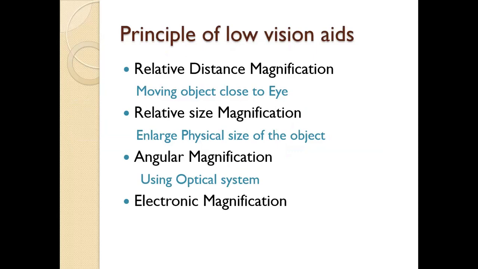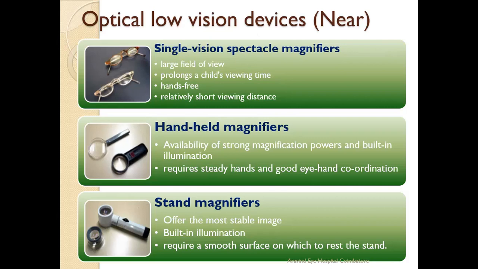So the principle is either you magnify the object, move the object closer to the eye, or enlarge the physical size of the object, or angular magnification using the optical system, or electronic magnification.